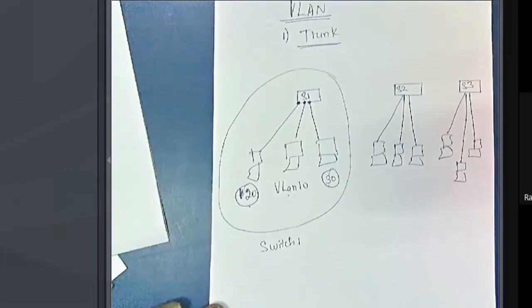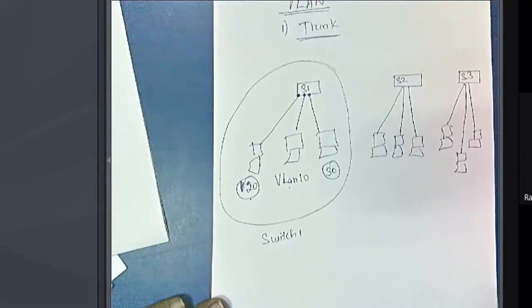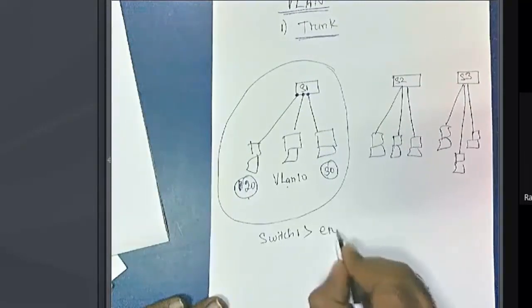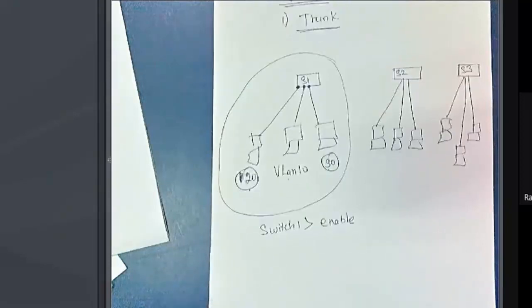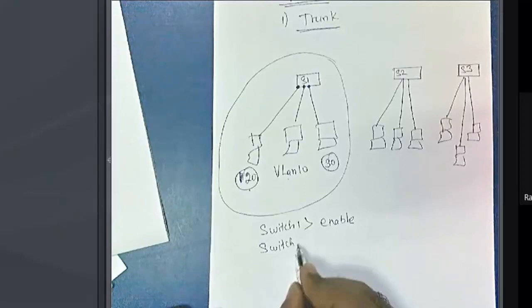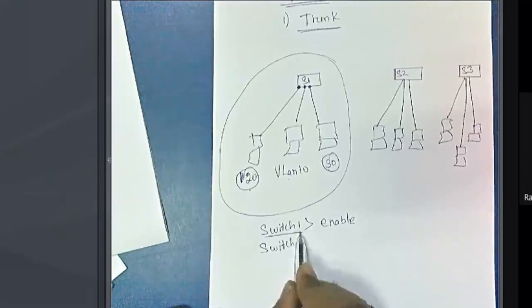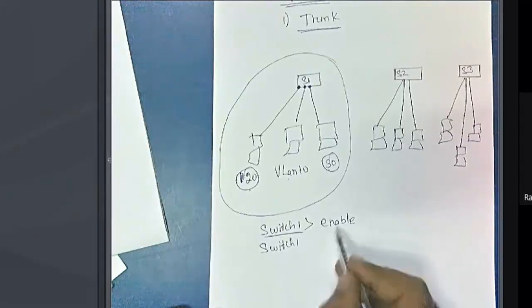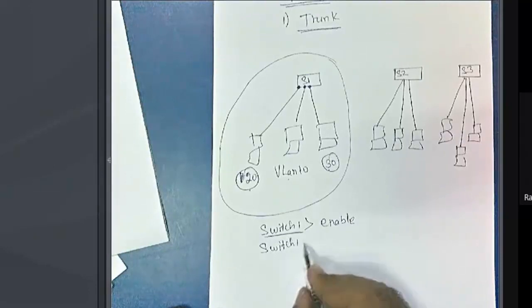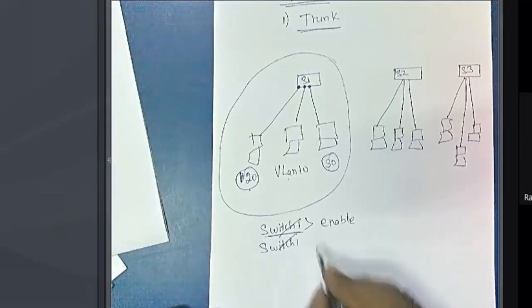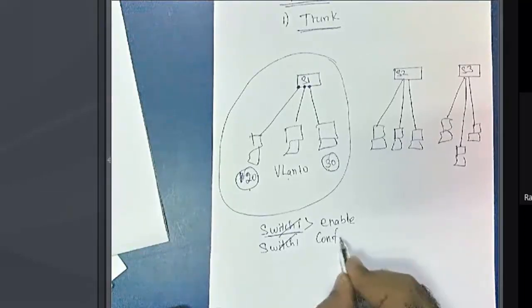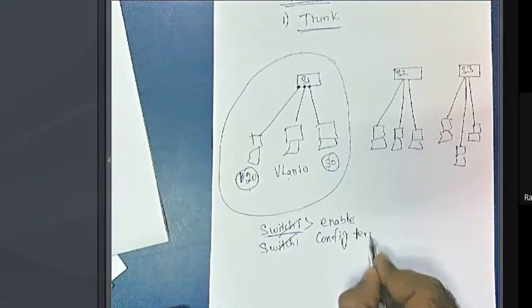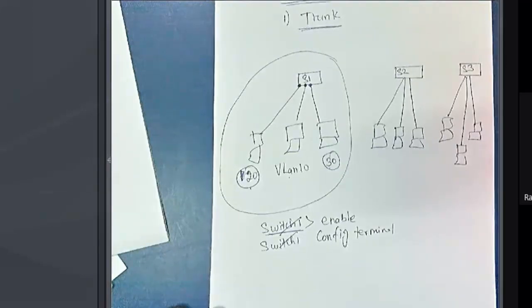Now, in switch 1, the first command I'm going to give is enable. Then, I'm in the same switch. If you write this also, okay, but if you don't write it, it is also okay. You can simply write the command enable. I'm not writing this, no need to get confused. So, enable, then config terminal.